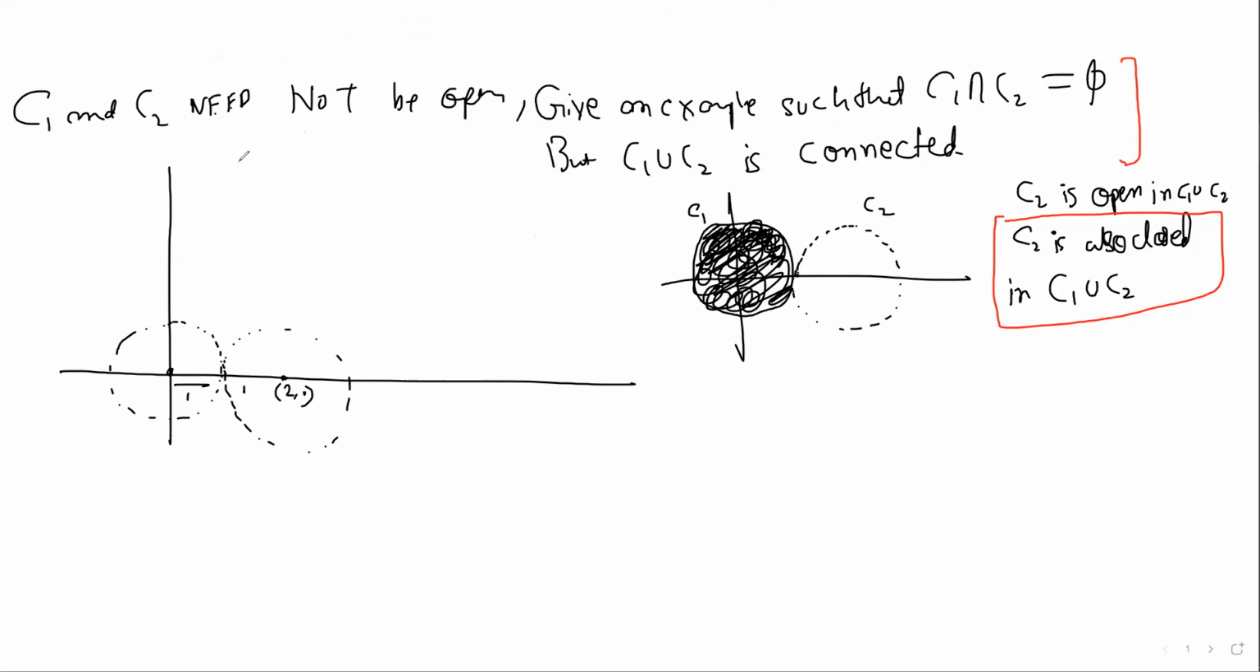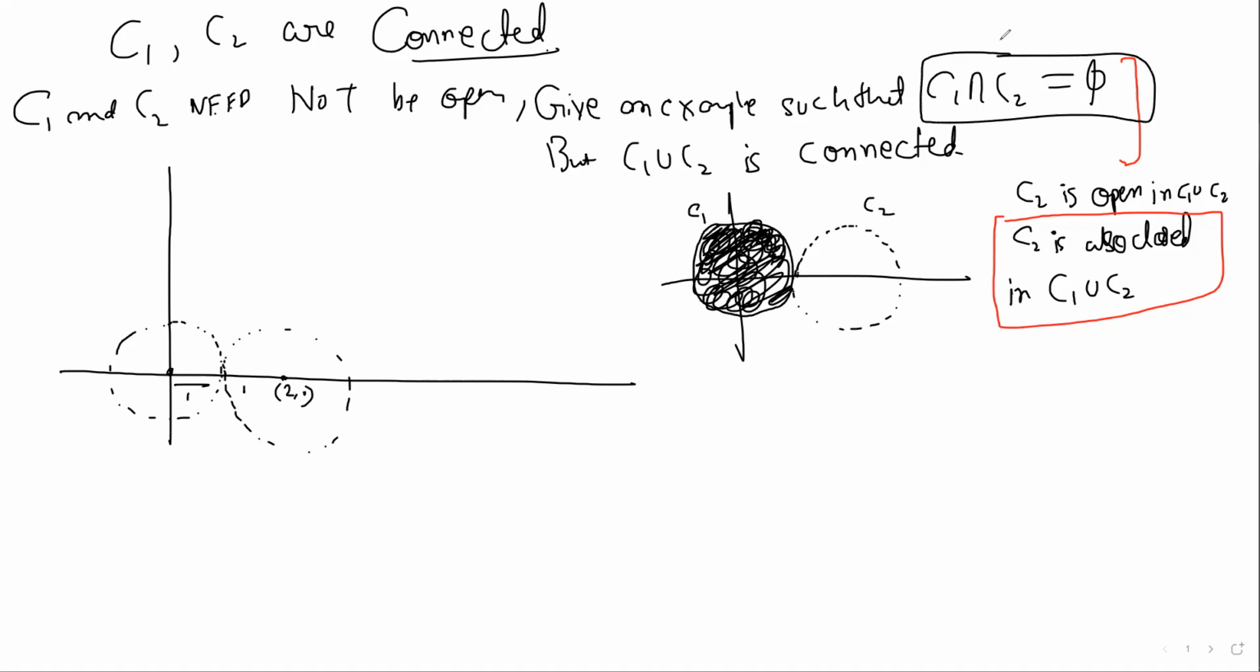So C1 and C2 are two sets and they need not be open, but they are connected. Give an example such that C1 intersection C2 is phi, but C1 union C2 is also connected, even though the intersection is phi. So this looks wrong.